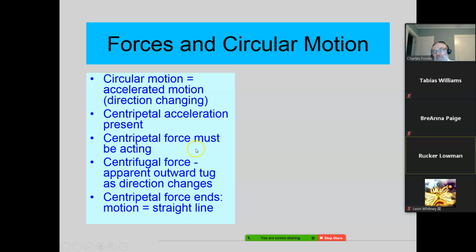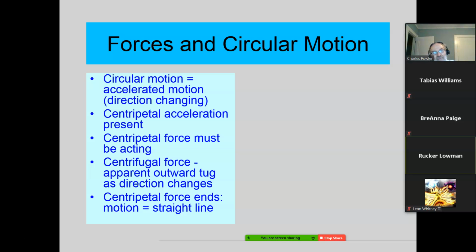Centripetal force must be acting. If you have a centripetal acceleration, you have to have a centripetal force. Now, a lot of times you'll hear people talk about a centrifugal force. That's an apparent tug outwards as your direction changes, but that's not a real force. That's just your momentum trying to keep going in the same direction.